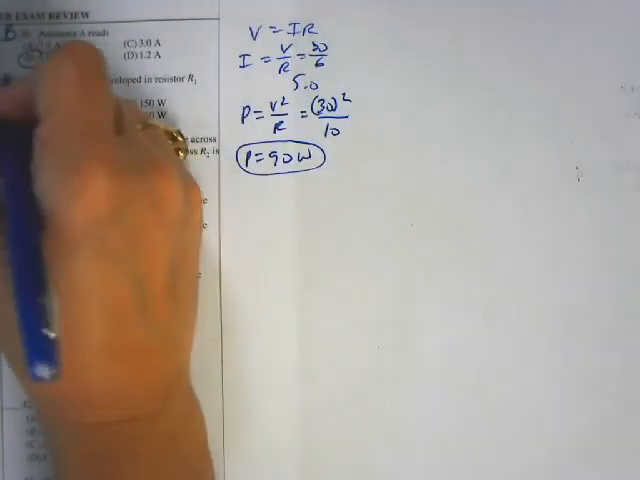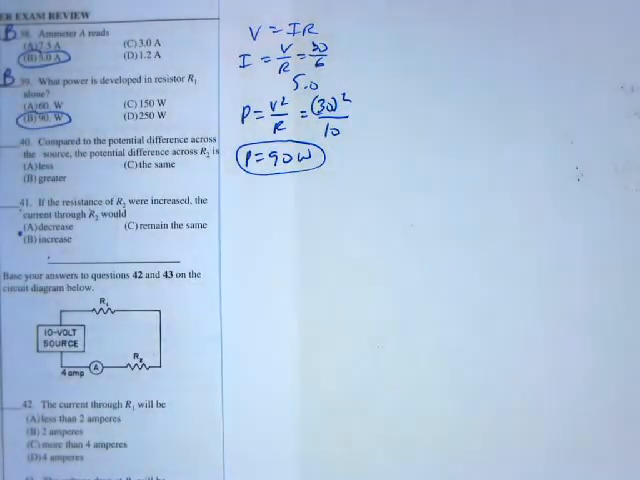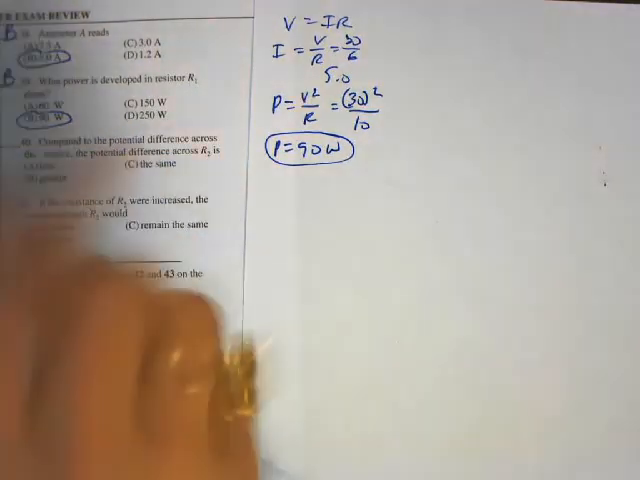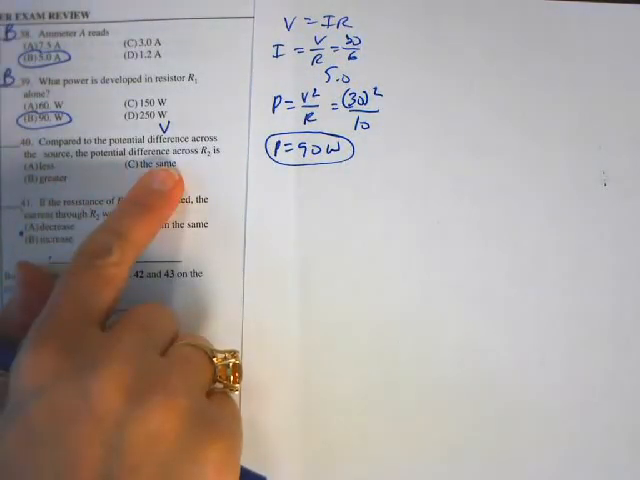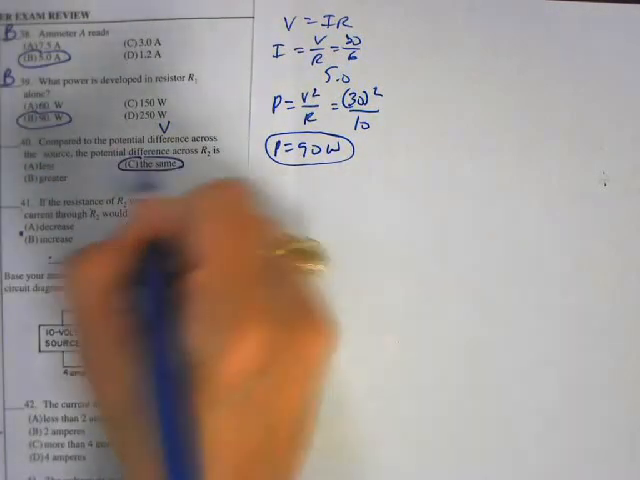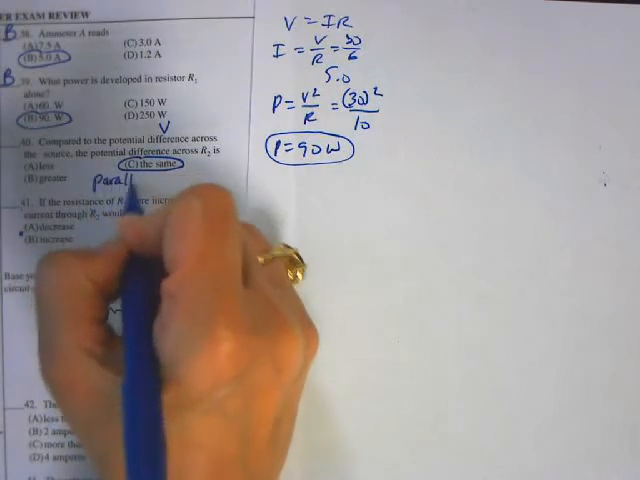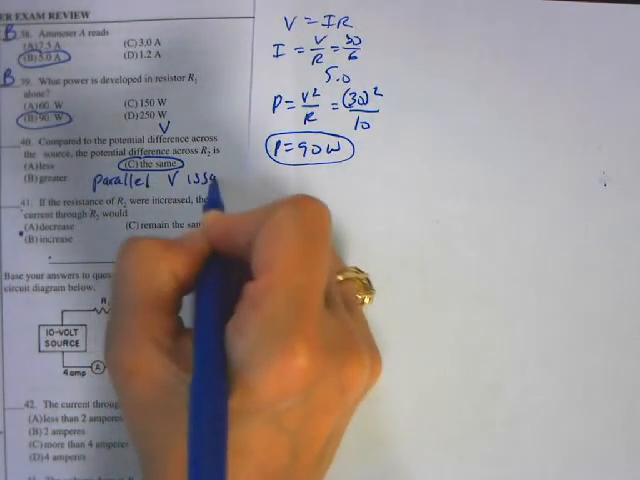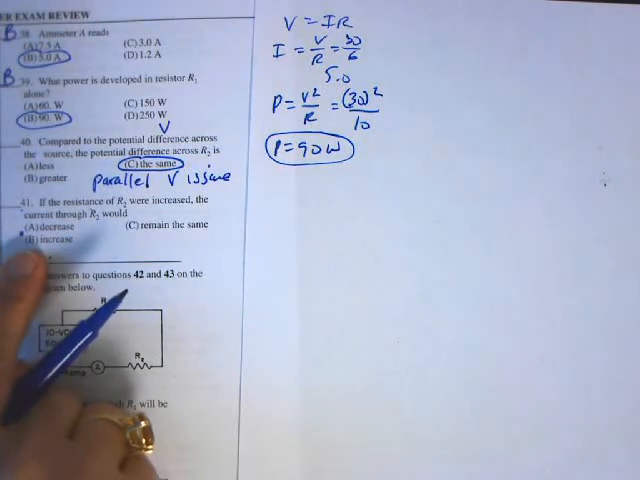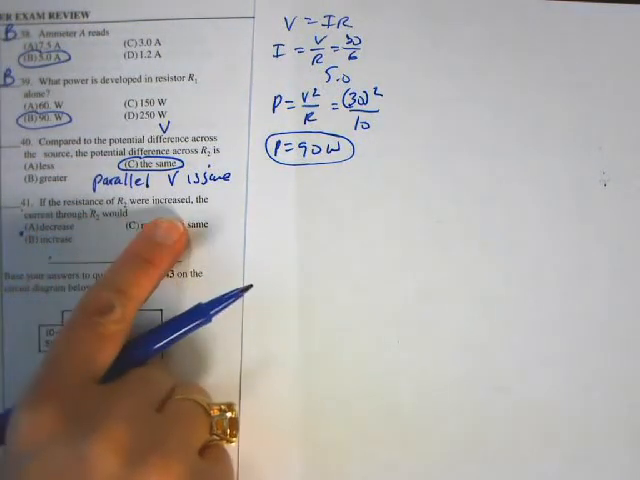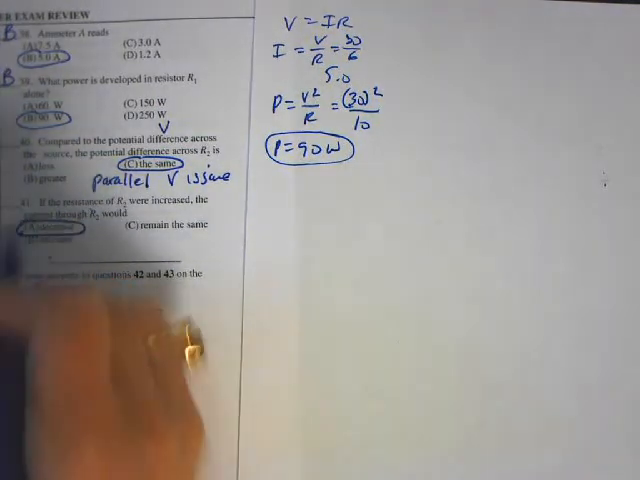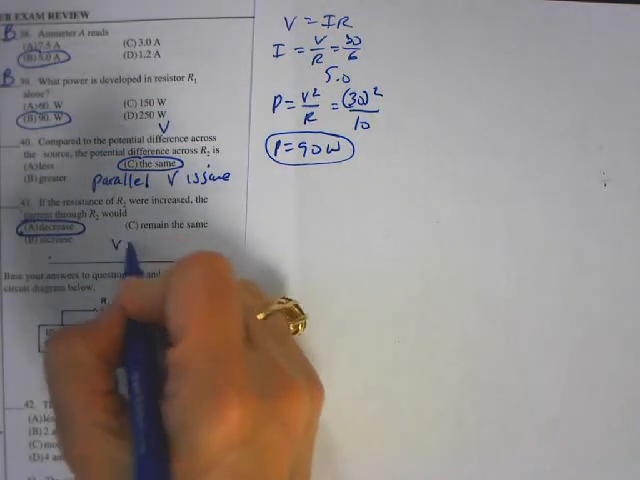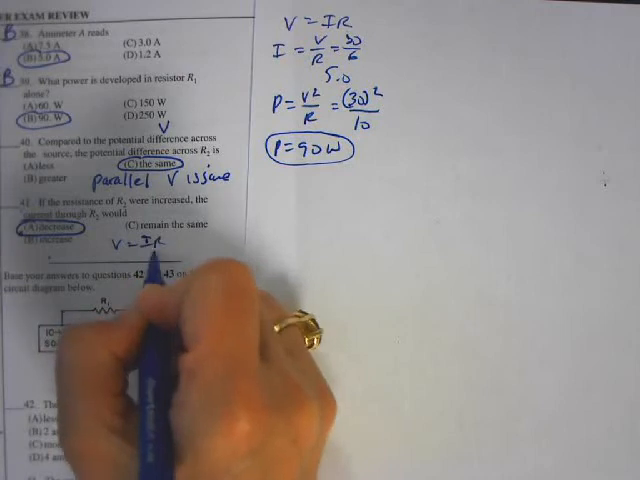Number 40, compared to the potential difference. Remember, potential difference is the voltage across the source. The potential difference is the same. How do I know it's the same? Because in parallel, V is the same. Number 41, if the resistance of R2 was increased, the current through R2 would decrease. So remember, V is equal to IR, so I is equal to V over R.